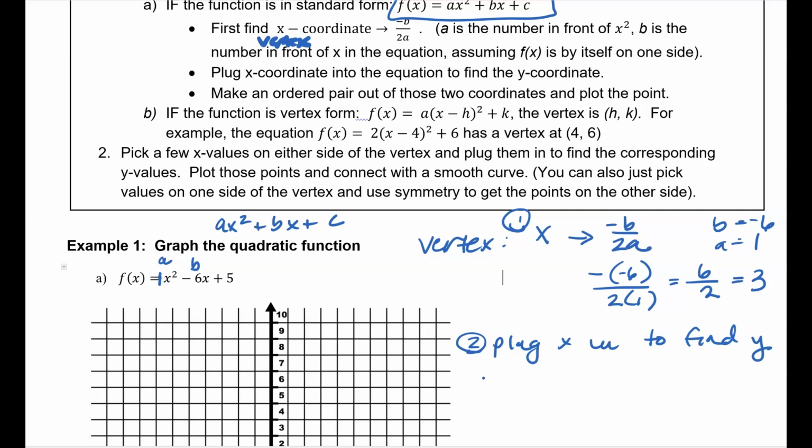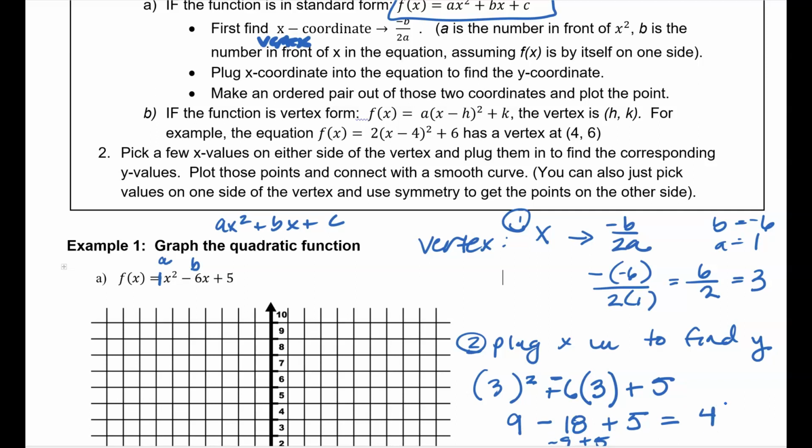So you're going to plug it into the formula. So the formula is x squared minus 6x plus 5. So I'm going to plug in 3 squared, minus 6 times 3, plus 5. And I'm going to evaluate that. So 3 squared is 9, and then I'm going to get minus 18, and then plus 5. And so 9 minus 18 is negative 9. Negative 9 plus 5 is a positive 4.